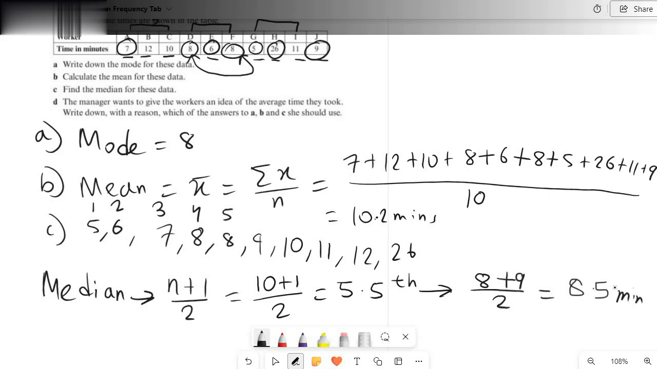And this is the median. For number D, the manager wants to give the workers an idea of the average time they took. Write down with a reason which of the answers to A, B, and C should be used.